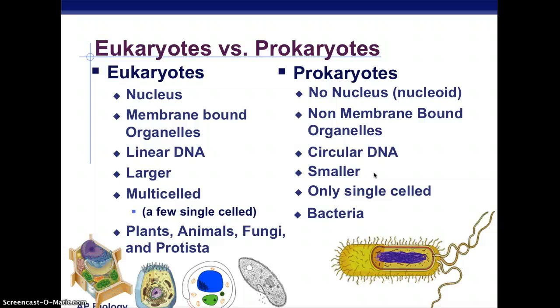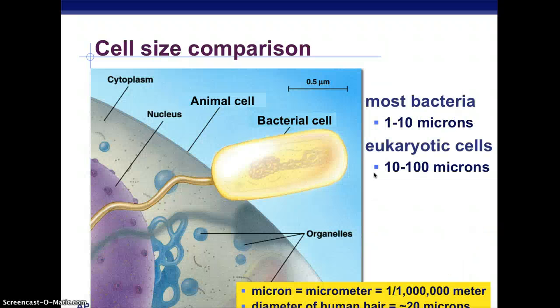Eukaryotes can make up multicellular organisms. There are also some single-celled eukaryotes, but prokaryotes are all single-celled. So they make up bacteria, and therefore in a single-celled organism, the cell is the organism, unlike a human where we're made up of trillions of cells. So to make the organisms, we have multiple cells, or we're multi-celled.